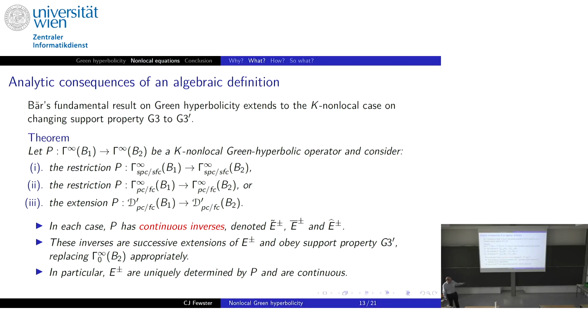Each of them is a successive extension of our original Green operator, and each of them obeys an appropriate generalization of the support property G3 prime with this modified causal structure. And because these ones are genuine inverses to some operator, we now have uniqueness. So uniqueness has dropped out, apparently out of thin air, because everything is now uniquely determined by P. And also we get continuity of our original Green operators. That wasn't assumed from the start, but has now dropped into our lap. So we actually get some analytic results out of this apparently algebraic definition.